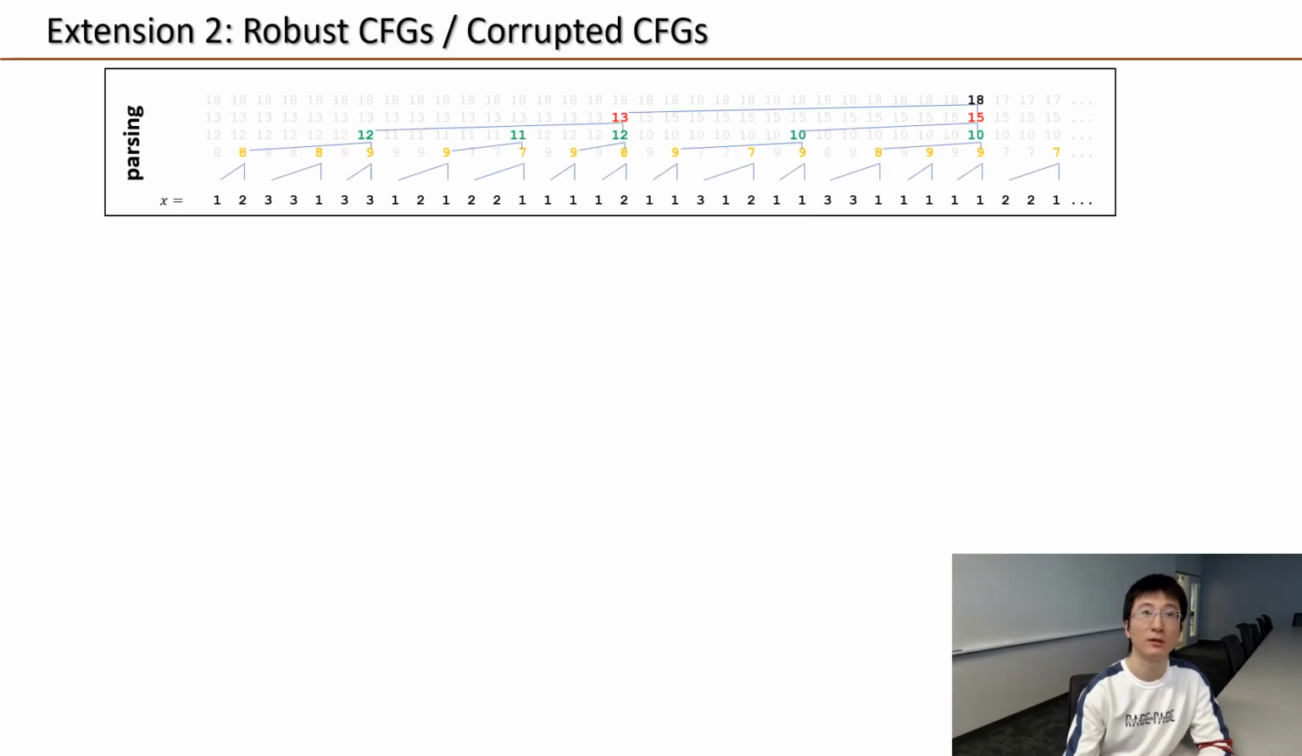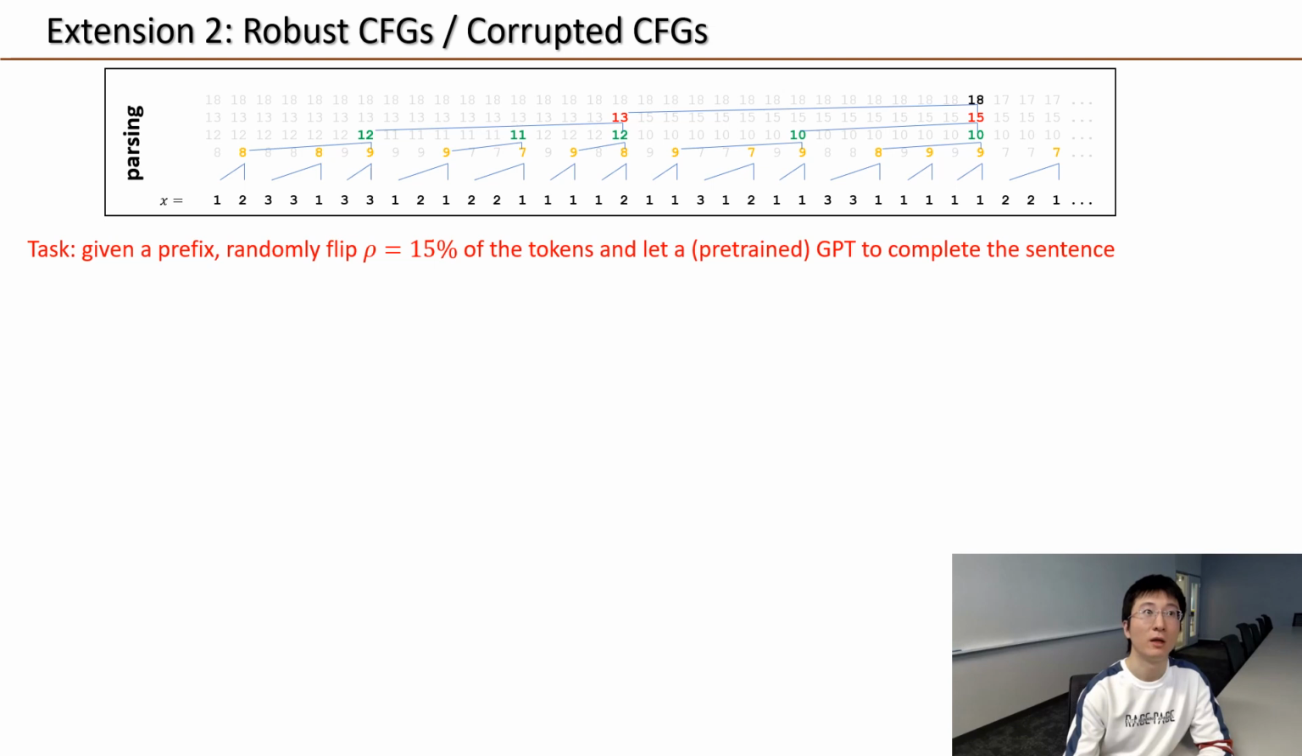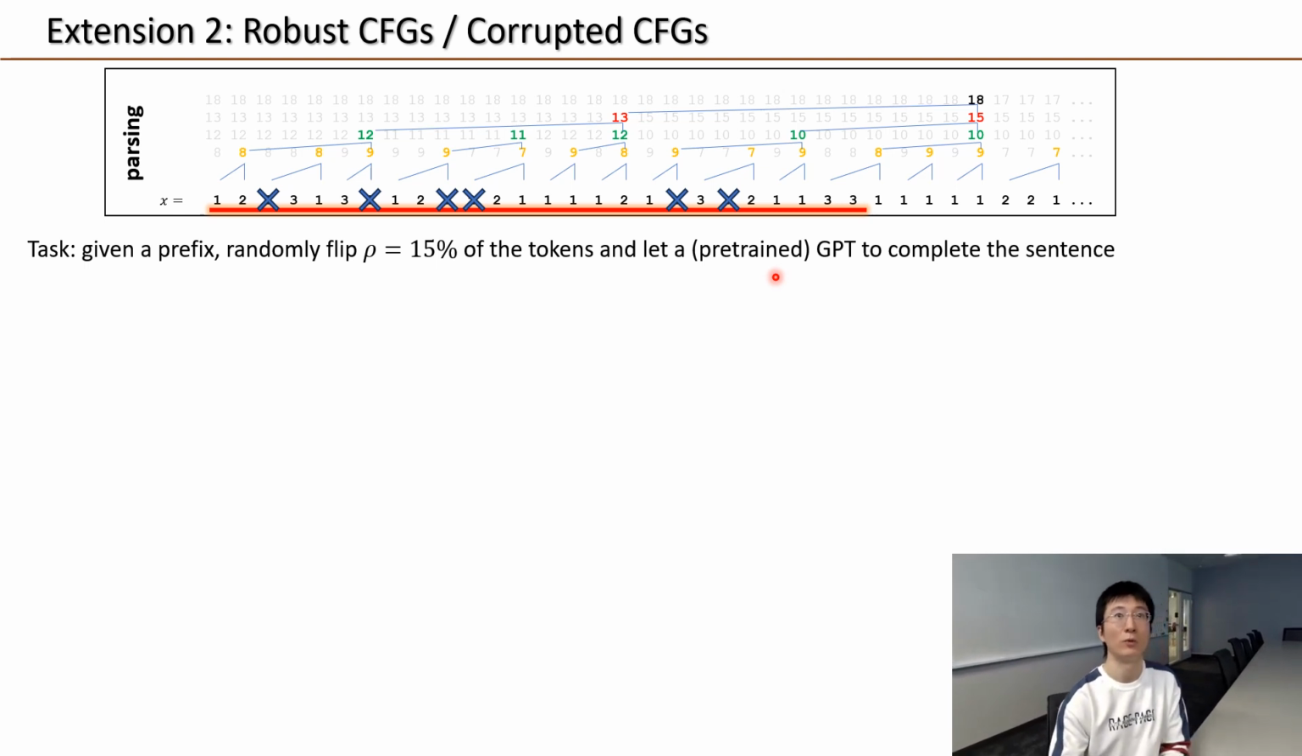The second extension here is on what we call robust CFGs or corrupted CFGs. So here is the task. Suppose we're given a prefix from the CFG, but we corrupt it by randomly flipping, say, 50% of the tokens, and then we see if a pre-trained GPT can still be used to complete the sentence. For instance, we can feed the GPT a prefix but corrupt maybe 6 of the tokens by randomly generating them from the set of 1, 2, 3. And we can check if the GPT is capable of completing the entire sentence, so that if you append it to the original correct prefix, is it still in the correct CFG language? We can do this task.